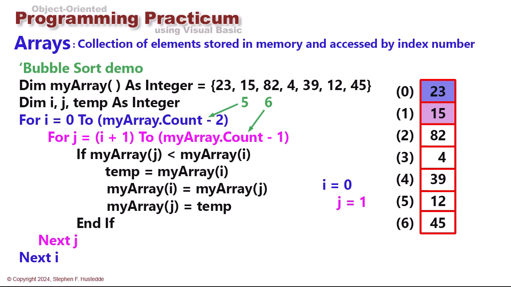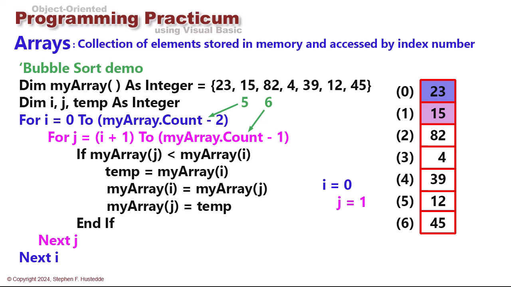Now within those nested loops, my executable code is I want to compare the element at myArray sub j to the item at myArray sub i. And if the element at j is less than the element at i, we're going to take the element of i and temporarily place it into a variable called temp. Then I'm going to replace that element i with the element j and then put temp into element j, in essence executing a swap.